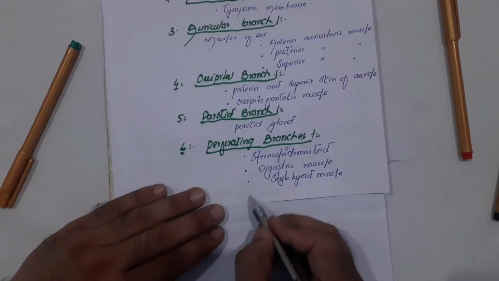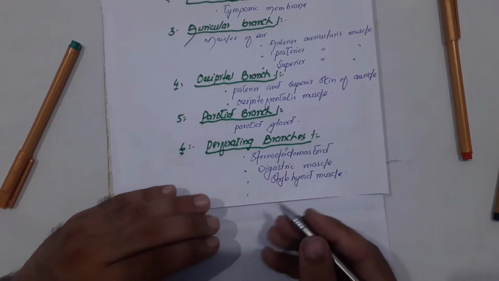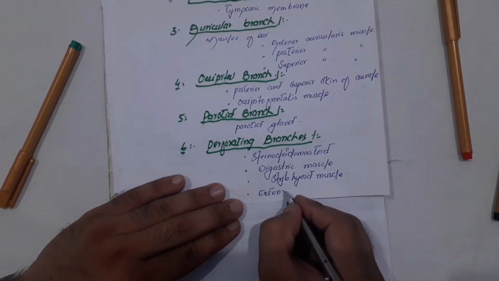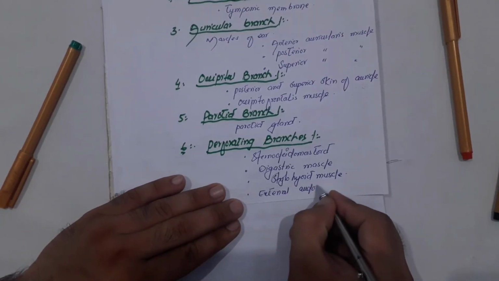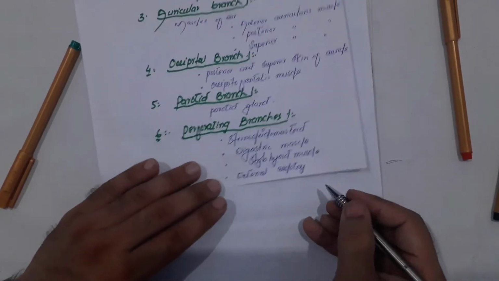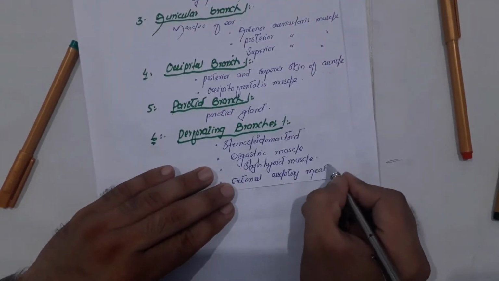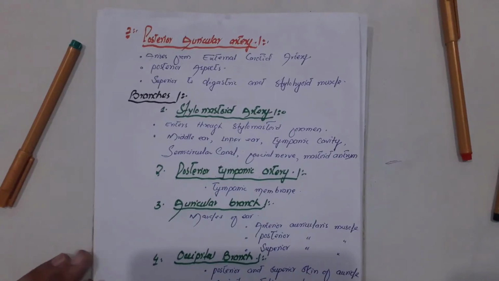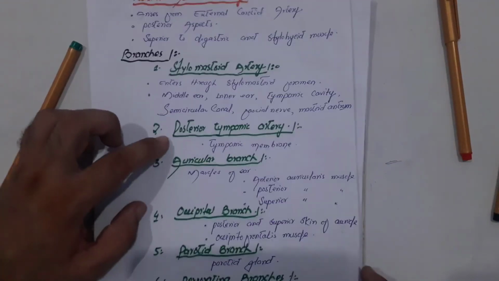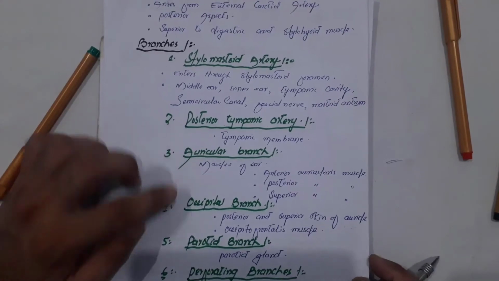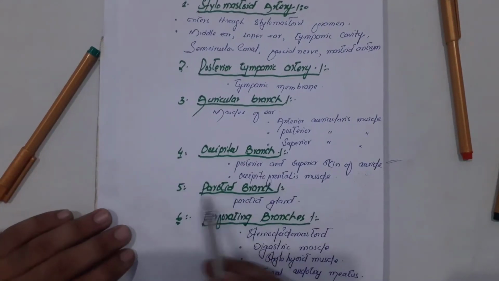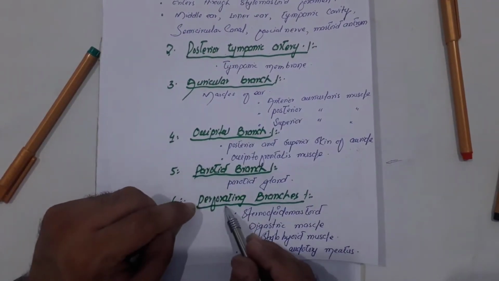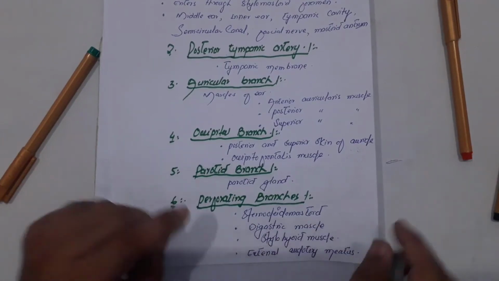And this is also responsible to supply blood to some parts of the external auditory meatus. Right, friends, so these were the branches of the posterior auricular artery. The first one, stylomastoid; the second one, posterior tympanic; the third one, auricular branch; the fourth one, occipital branch; the fifth one, parotid branch; and the sixth, perforating branches. And these branches are actually the first small branches which supply these muscles.